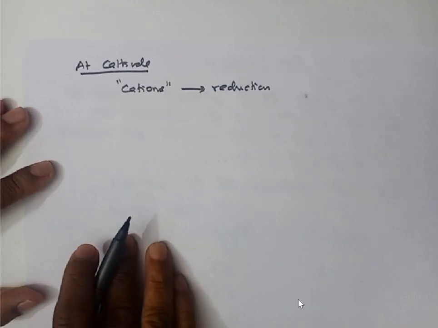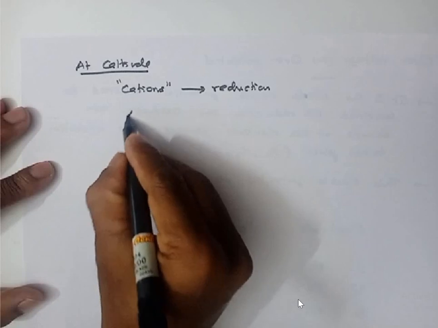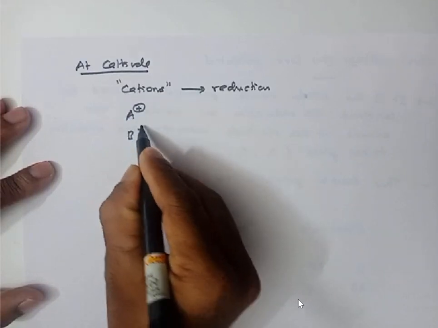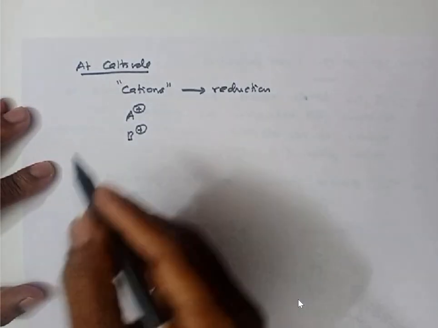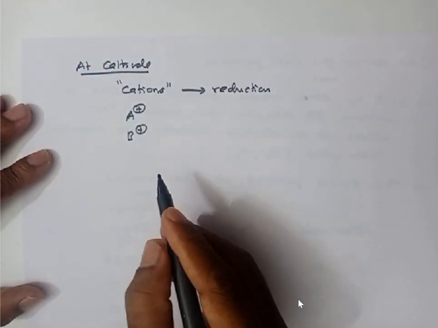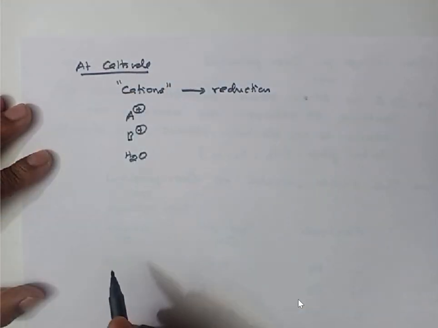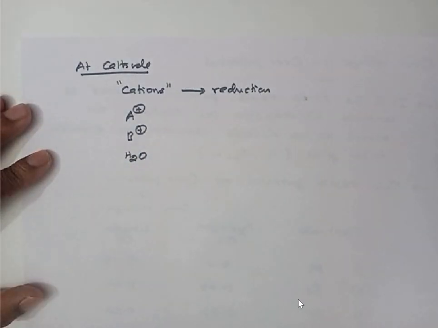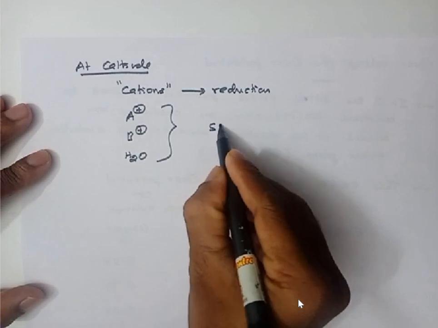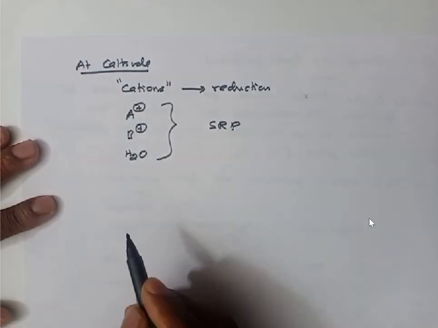Now suppose we have two or more cations, say a cation A plus and a cation B plus. Even the solvent molecule may also take part in the reduction reaction. Suppose I use water as the solvent, then water should also be considered here. Now among the three, which one will undergo reduction first? To identify that, you need to consider SRP values. What is SRP? SRP means standard reduction potential.